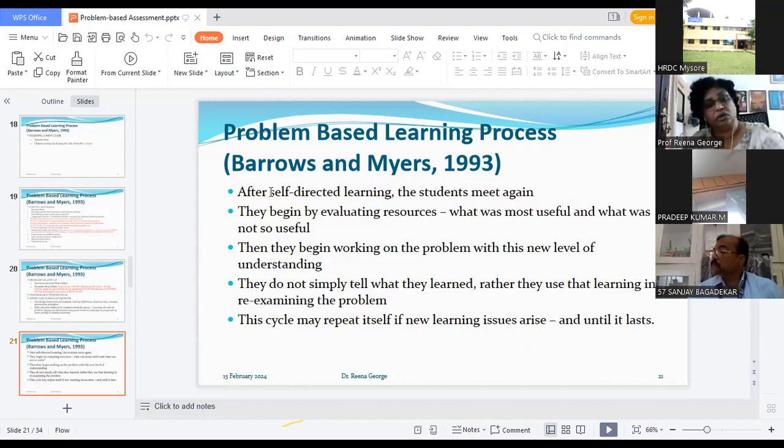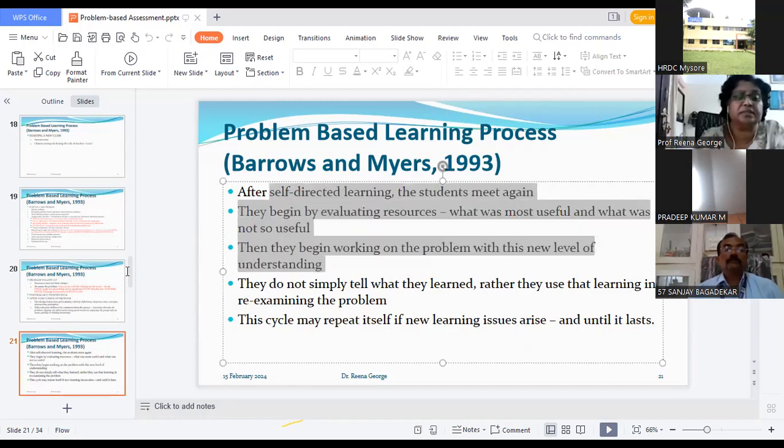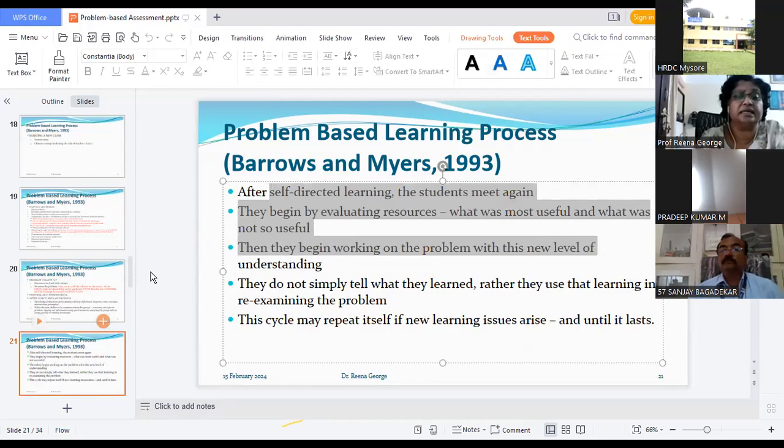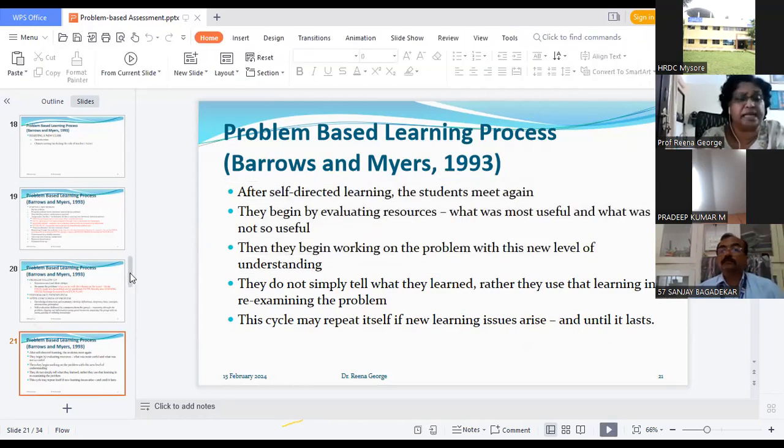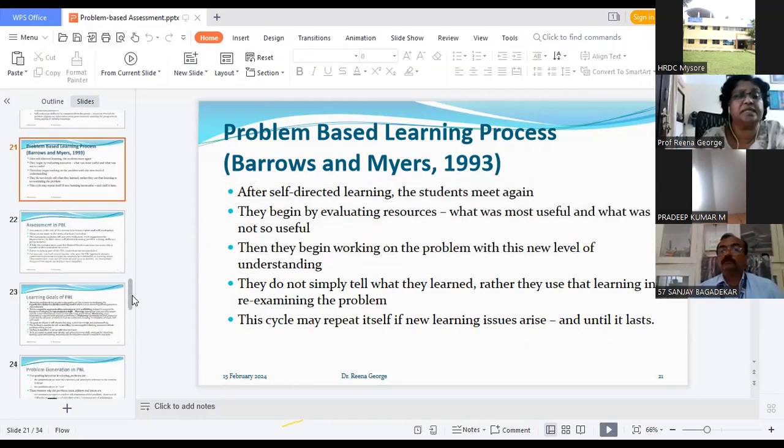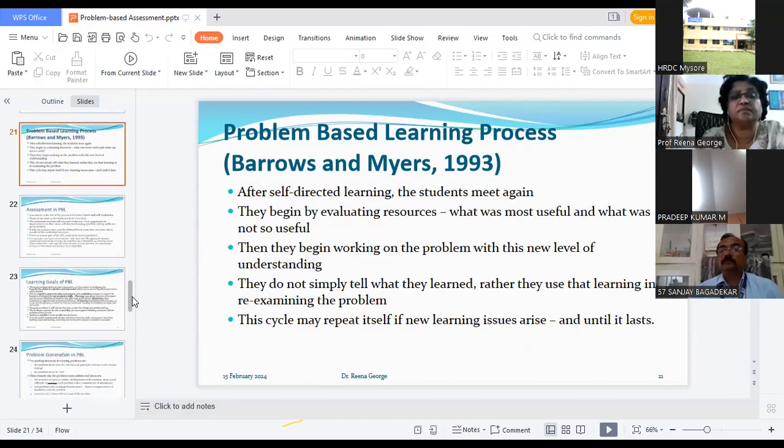This is what we do in a periodic performance presentation. They go back to the problem with this new understanding, and then they start working on the problem. Now, this cycle will repeat any number of times, as long as the student is satisfied with that, we can proceed with the cycle.